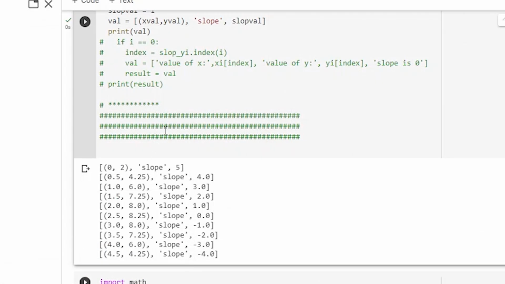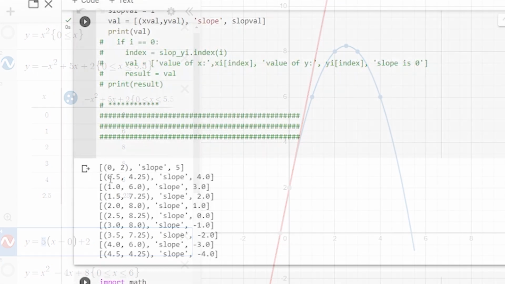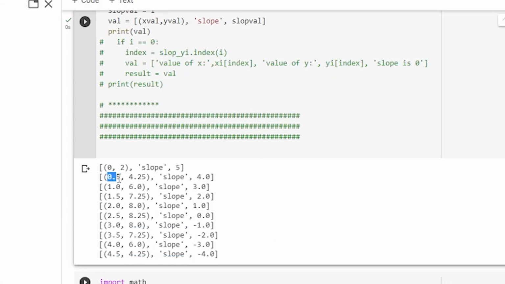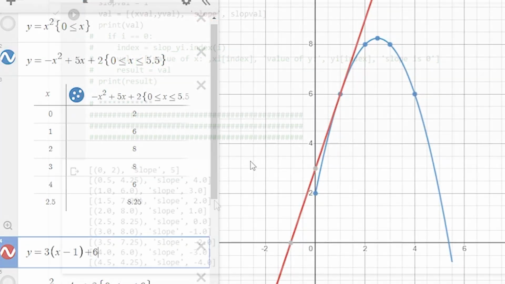So what we have here is the value (0, 2). The slope at this point is 5. This is the slope of the first line, all right? The second slope, at the point (0.5, 4.25), is 4, the tangent at this particular point.